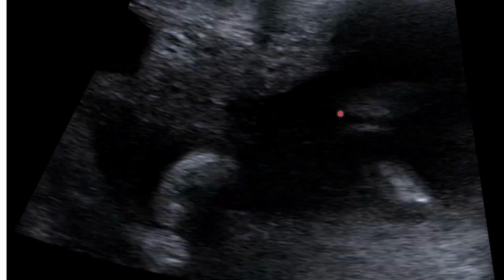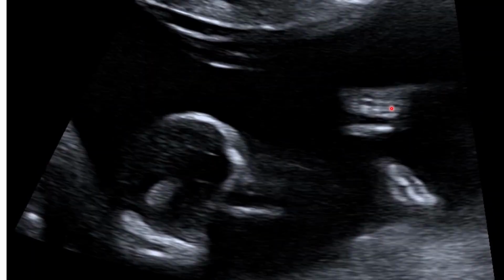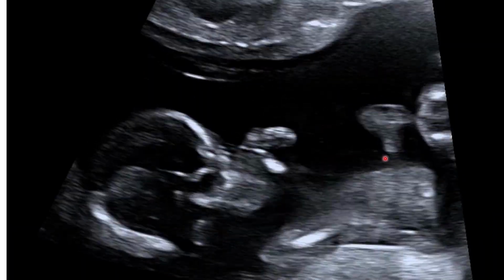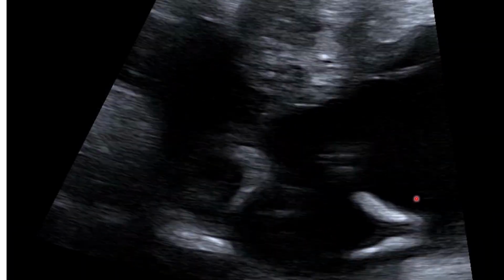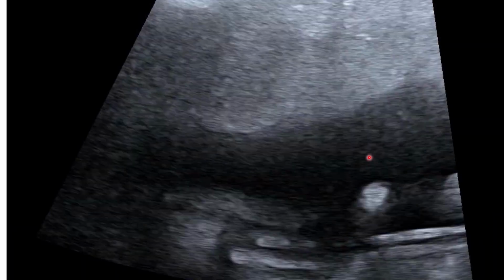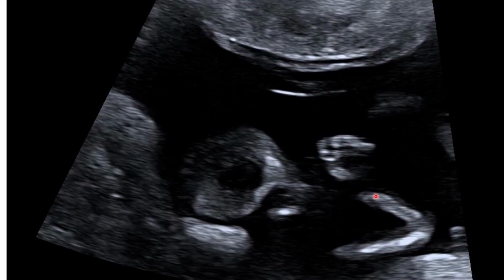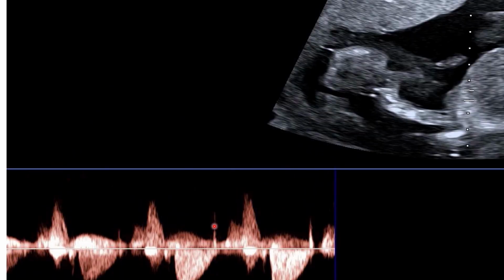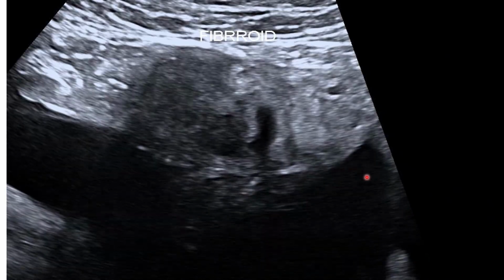Look at the hand there, the fingers there. So during this period, that's why we also screen for Down syndrome. We check for the nasal bone. That's the heart rate there.